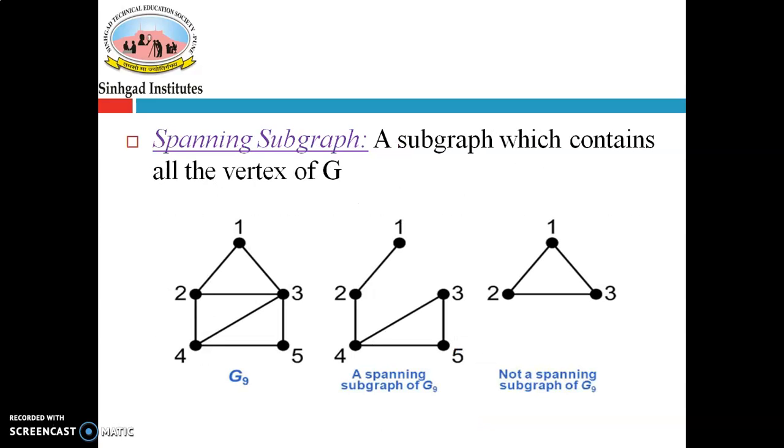Now the next term is spanning subgraph. A spanning subgraph means a subgraph which contains all the vertices of G. That is called a spanning subgraph. Suppose this is the original graph, that is G9. So a spanning subgraph of G9 will contain all the vertices from the original graph, but it may not contain all the edges from the given graph. So edges may be missing but vertices should be present, then it is called a spanning subgraph of the given graph.